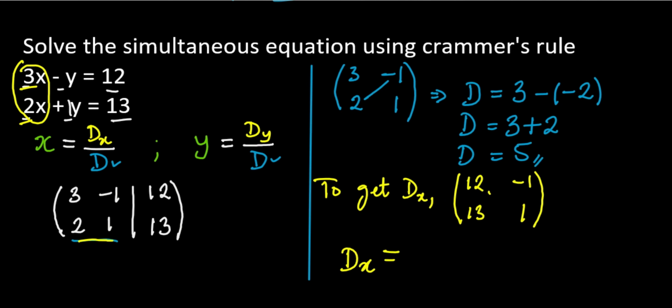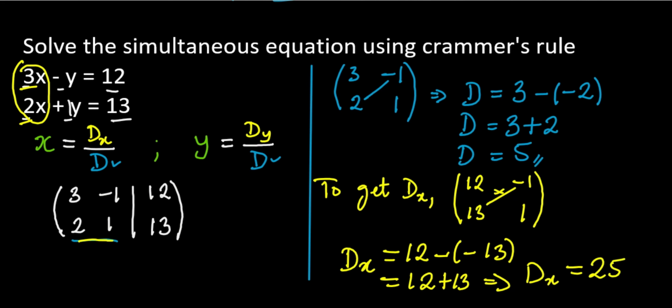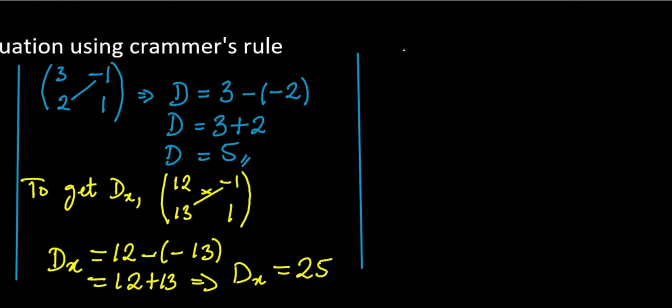The determinant of this: 12 times 1 is 12, minus 1 times 13, so you have minus 13. So you now have 12 plus 13, which is 25. Sorry, 12 plus 13 is 25. So we also have to get the determinant for y. Call it dy.